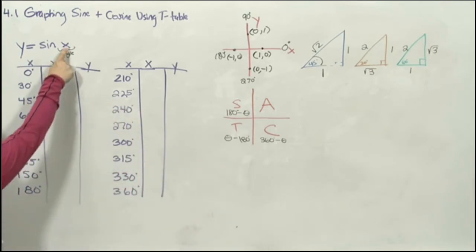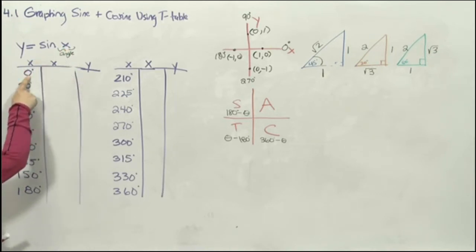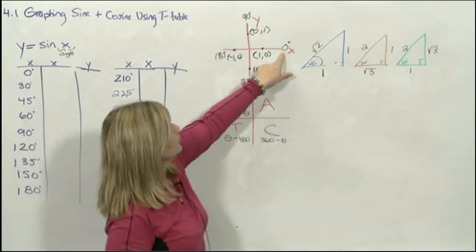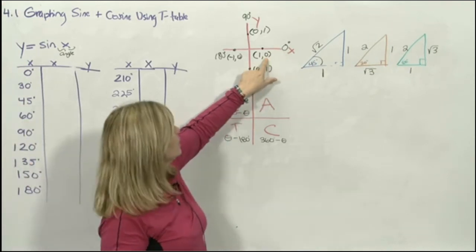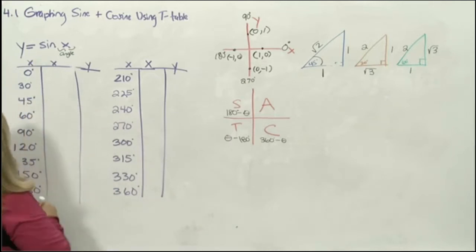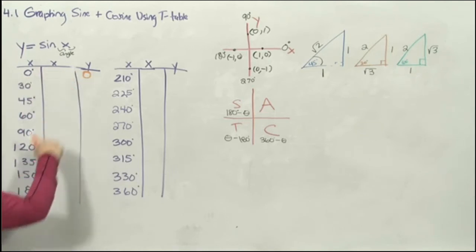So for me to pick an angle here, I'm going to start with the lowest angle, 0 degrees. So I want to look up the sine of 0 degrees. So I go to the unit circle, sine is y, the y value is 0. And I'm going to put that in my chart. I gave you x, you give me y.